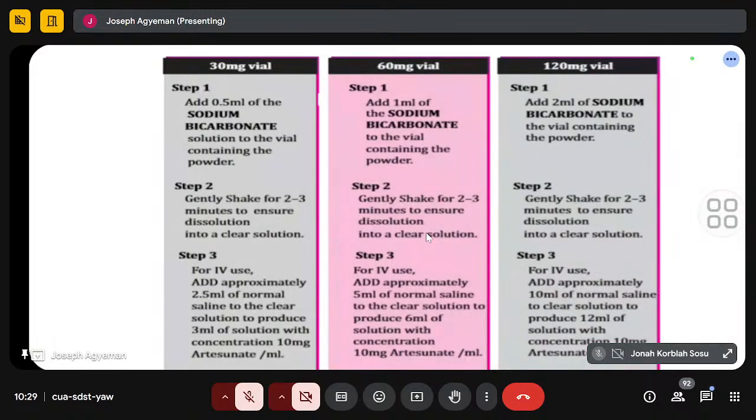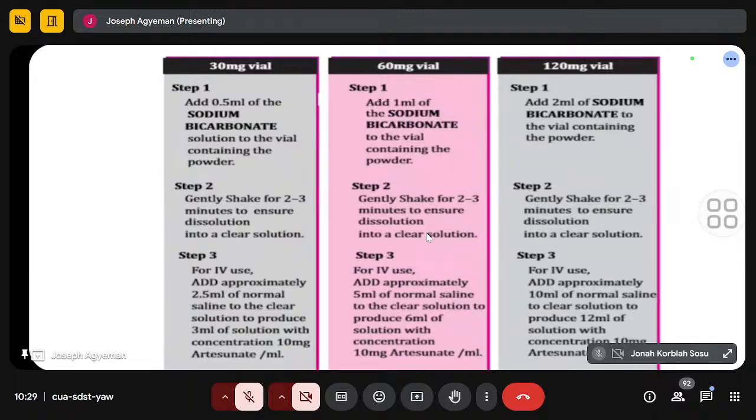That is a caution. If you don't create the sodium salt first and you add normal saline, which is a polar solvent, the artesunic acid will precipitate. So never skip the addition of bicarbonate to that artesunic acid and straight away add your normal saline. You've messed up big time. Artesunic acid is not soluble in polar solvents like normal saline. First, create the sodium salt.